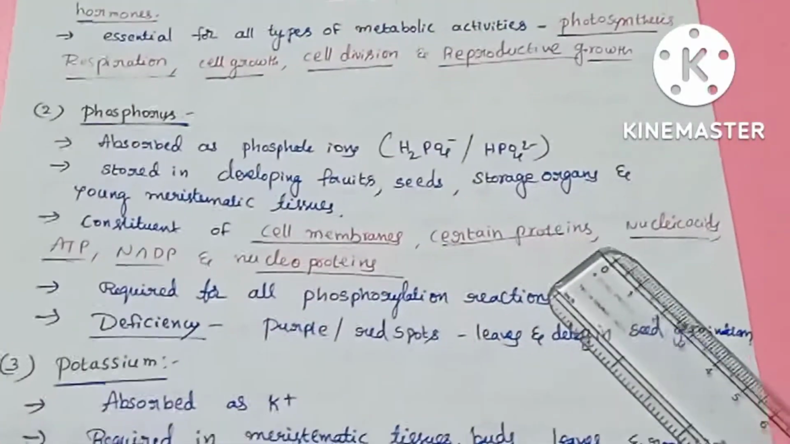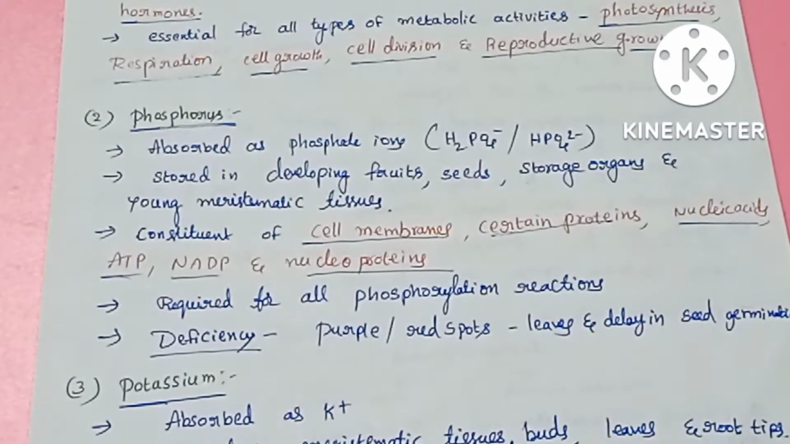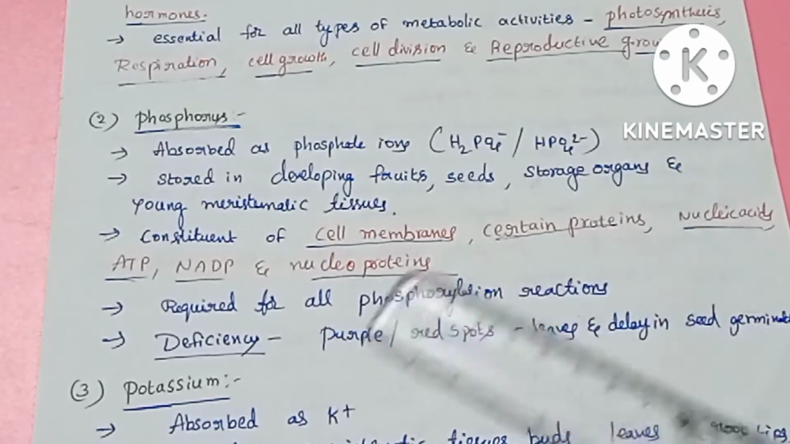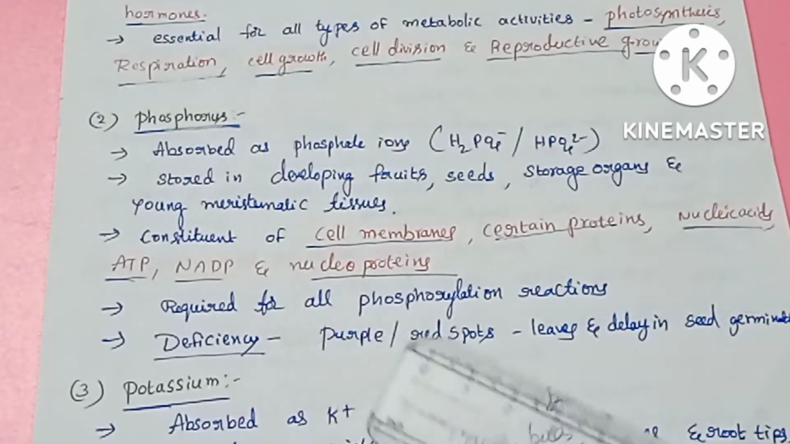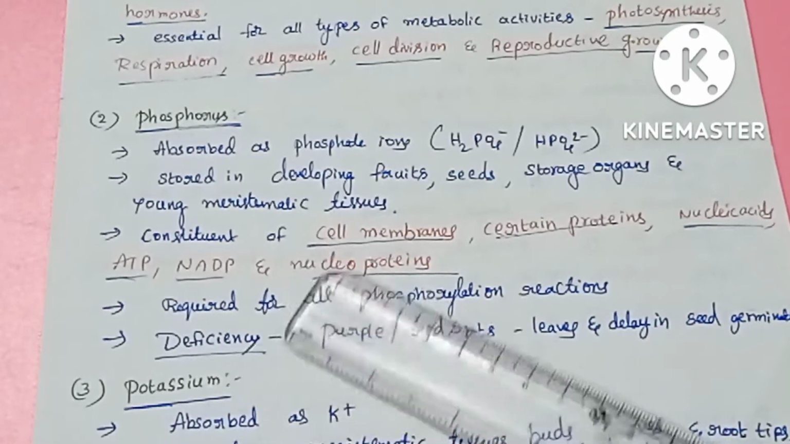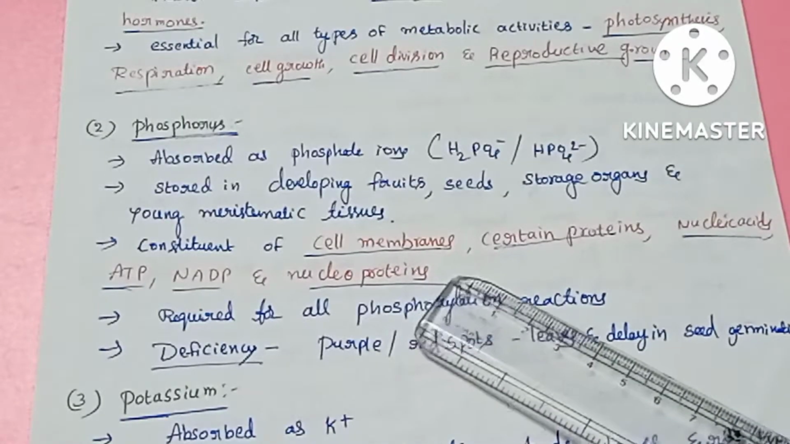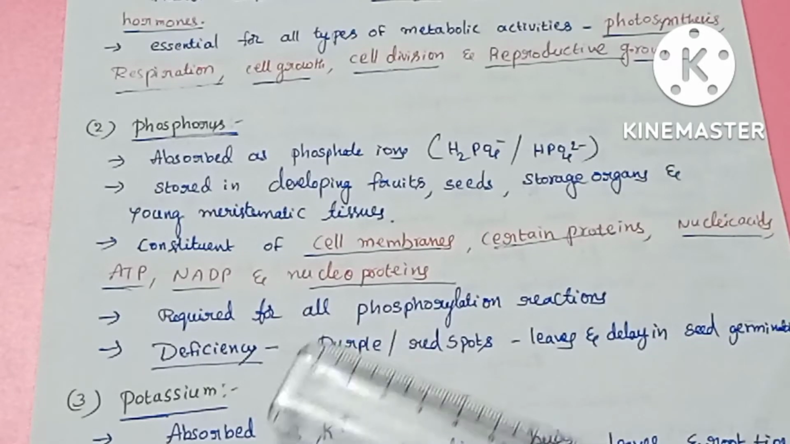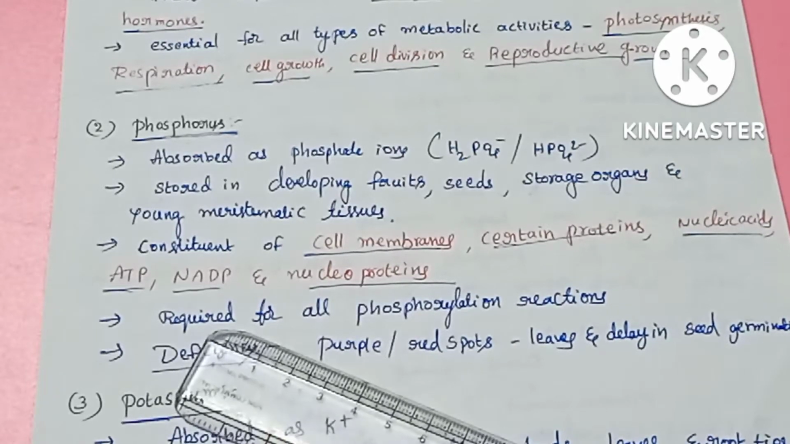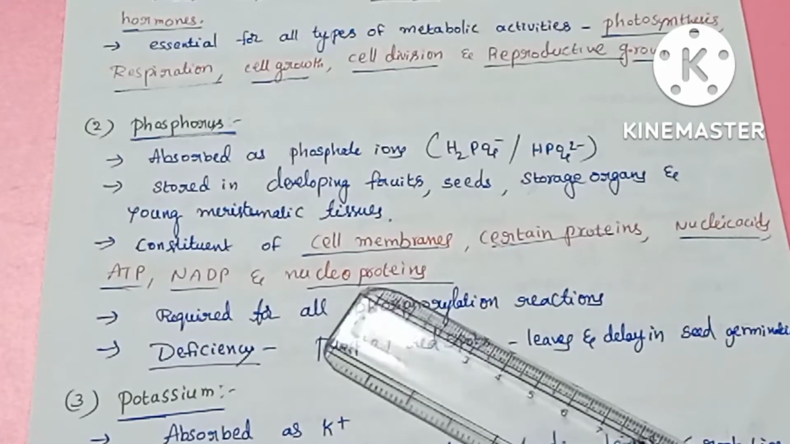The next element is phosphorus. Phosphorus is absorbed in the form of phosphate ions like H2PO4 minus and HPO4 2 minus. After absorption, phosphorus is stored in fruits, seeds, some storage organs and young meristematic tissues. It is a constituent of the cell membrane, certain proteins, nucleic acids, ATP, which means adenosine triphosphate, right? NADP, where also the phosphate is present, and several nucleoproteins.